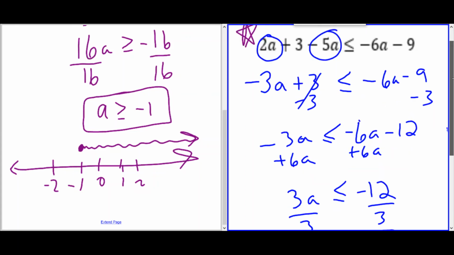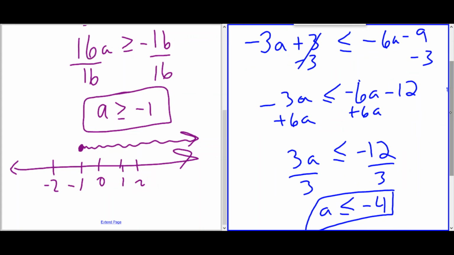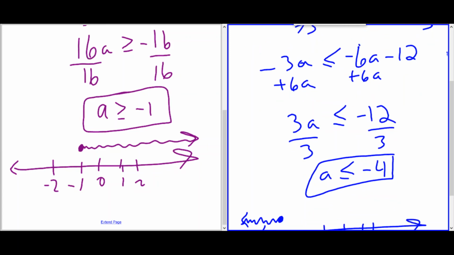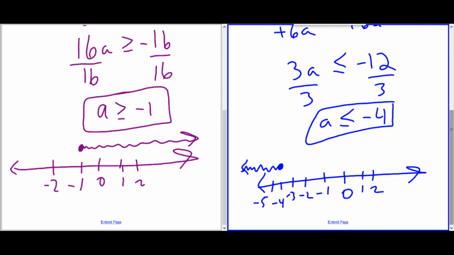So for that one, here's the work. Subtract 3 from both sides. So you get -3a is less than or equal to -6a minus 12. Then add 6a to both sides, so you get 3a is less than or equal to -12. Divide both sides by 3. So you get a is less than or equal to -4. So close circle at -4 and shade everything to the left.